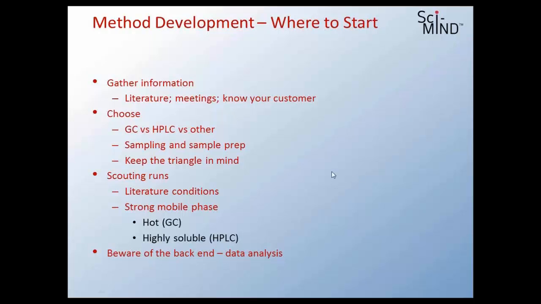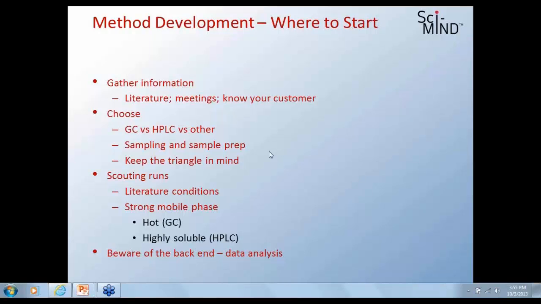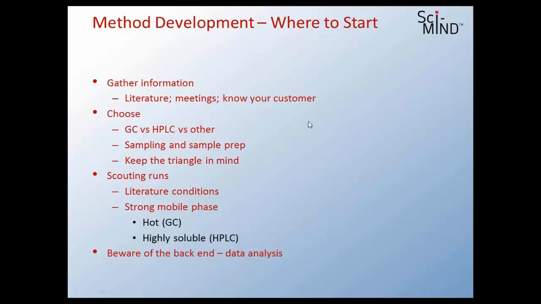That's something that actually also comes up more and more as we get better sampling into techniques like mass spectrometry and some of the other spectroscopic techniques. We might not even need to bring chromatography to bear on this sample. Think about sampling and sample prep techniques. Once I pick GC or HPLC, then we can dive into how we're going to prepare the samples. I always keep that triangle in mind, though.